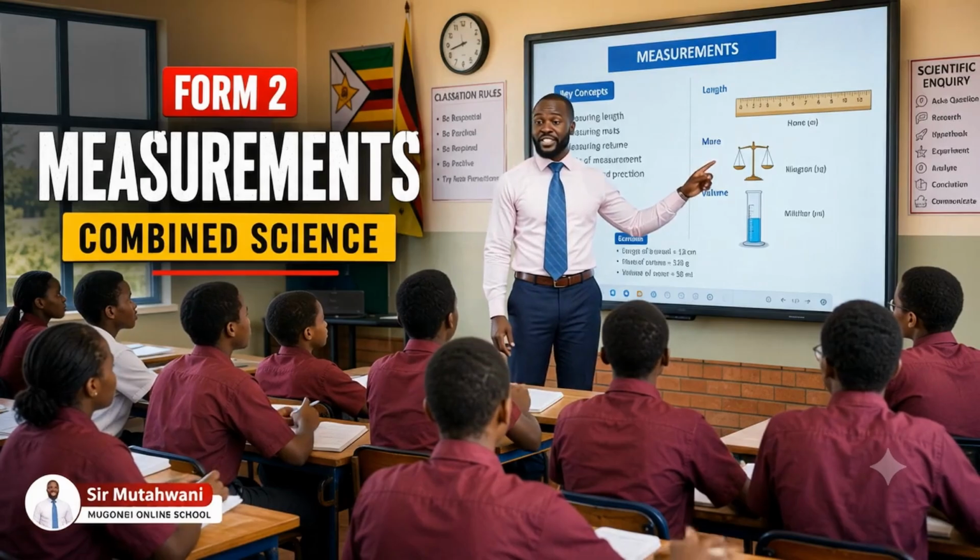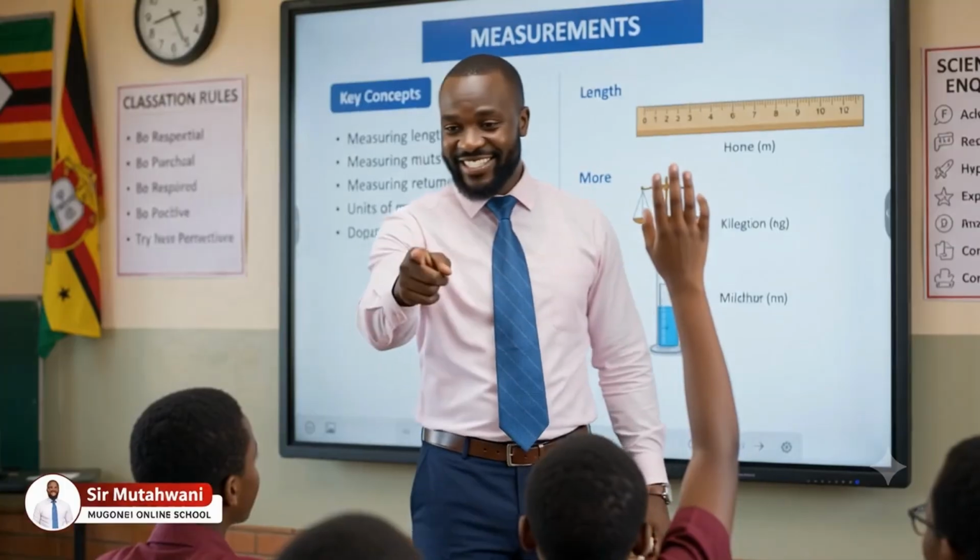Convert 3.5 centimeters to meters. Yes, Charlene. Since 1 meter divided by 100, it is 0.035 meters. Correct!